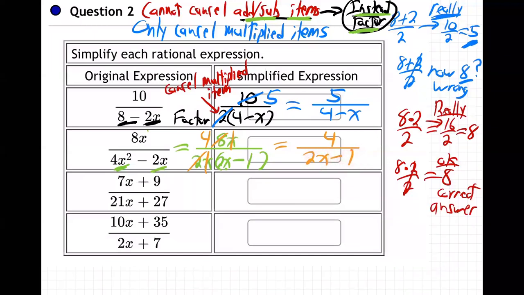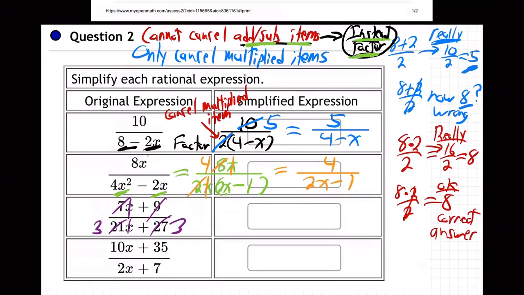All right, next one. Let's try this again. Hopefully this is making more sense now. All right here, same thing. You might go, oh yeah, I'm gonna go 7 into 21 3 times, and x cancels x, and 9 into 27 3 times. That was easy problem. No, that's all illegal. Totally illegal.